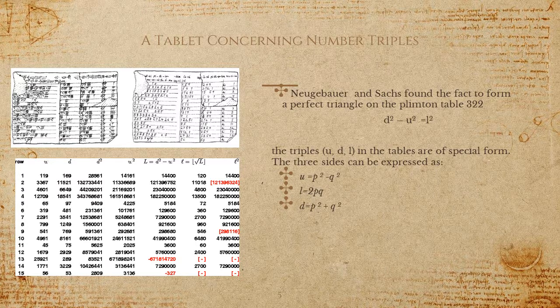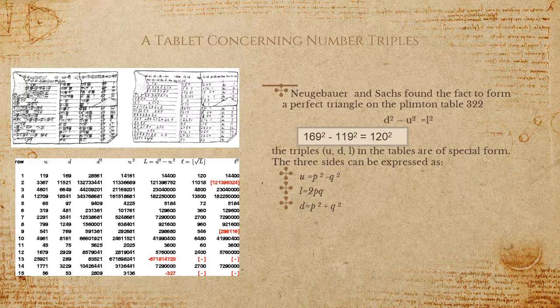Neugebauer and Sachs found the fact that a perfect triangle forms on Plimpton 322 if the numbers in column D are squared and from each of them we subtract the square of the corresponding number in column S, giving a perfect square result. For instance, the first row contains the equation like this.